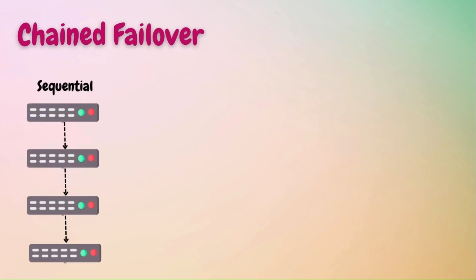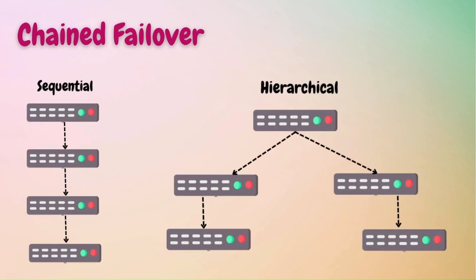Chained failover combines multiple load balancing algorithms in a sequential or hierarchical manner to provide fault tolerance and high availability. If a primary load balancer or server fails, traffic is automatically rerouted to backup servers or alternate load balancers, minimizing downtime and ensuring continuous service availability.